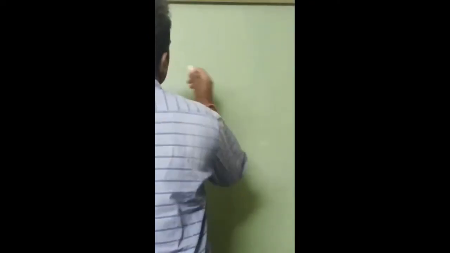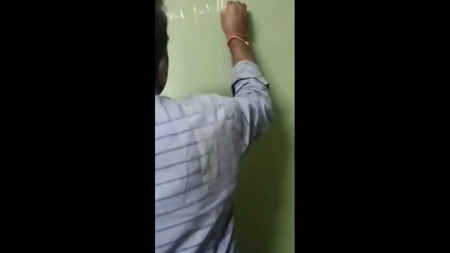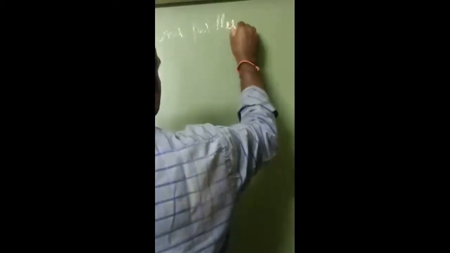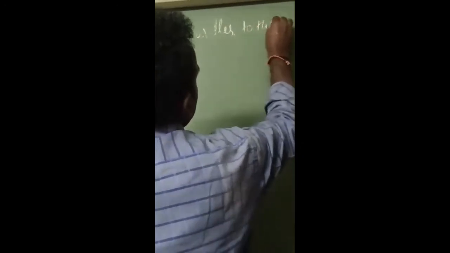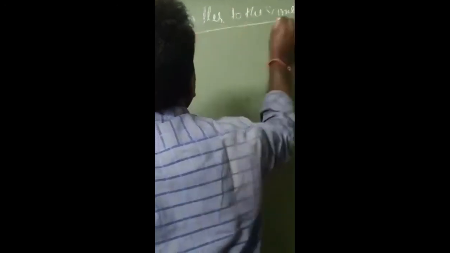Now, lines parallel to the same line. See, lines parallel to the same line. Correct? This is one line. This is another line.